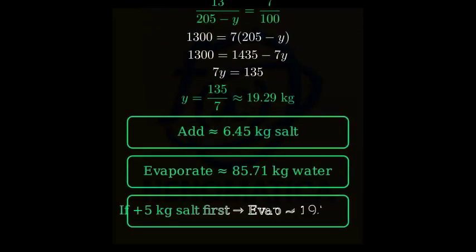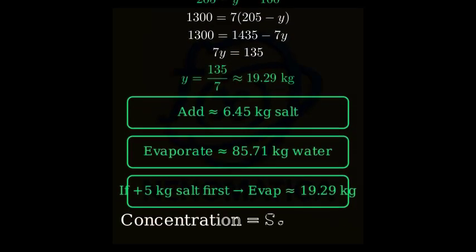Summary. To reach 7% from 200 kilograms at 4%, either add about 6.45 kilograms of salt or evaporate about 85.71 kilograms of water. If only 5 kilograms of salt are available and added first, then evaporate about 19.29 kilograms of water.